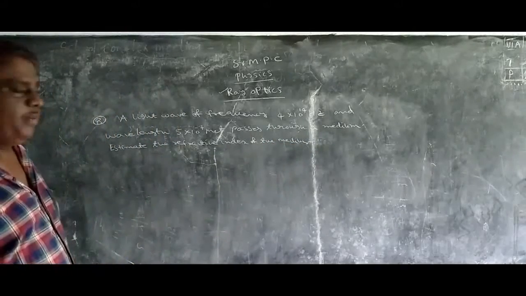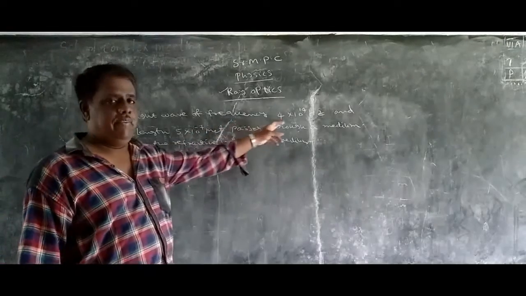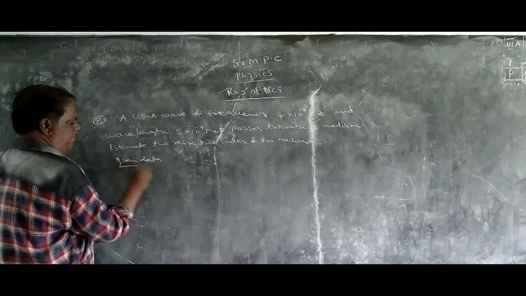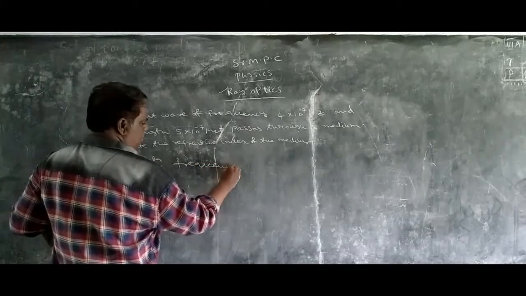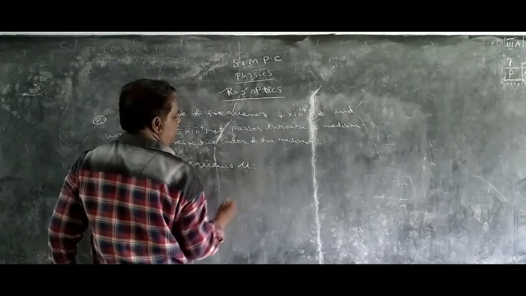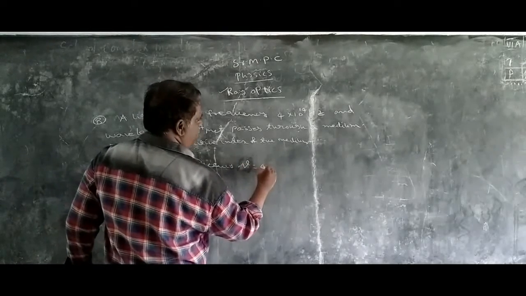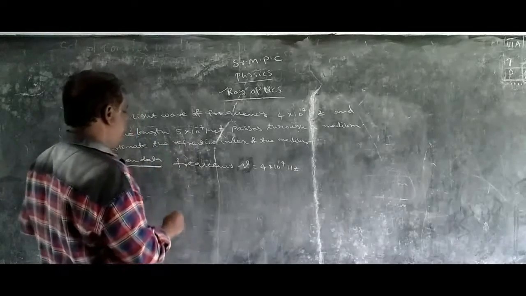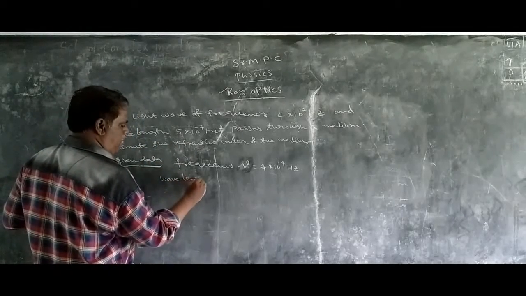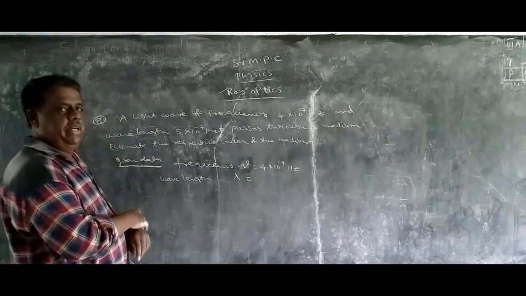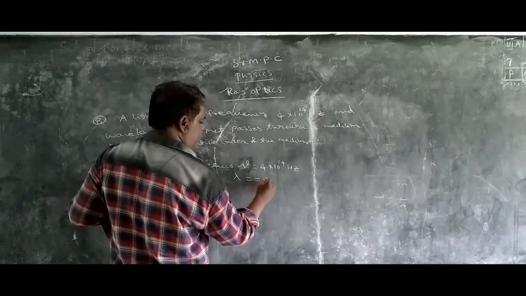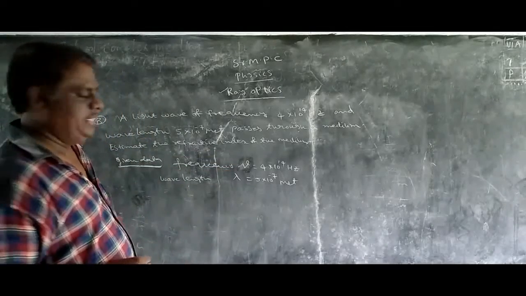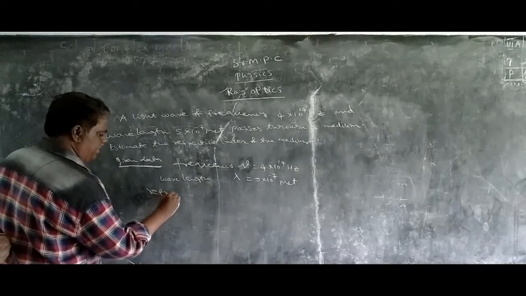So once again, read the problem. Here they are given a light wave's frequency. In the given data, frequency mu is equal to 4 into 10 power 14 Hz, and wavelength lambda, wavelength should be denoted with lambda, 5 into 10 power minus 7 meters, through a medium. Estimate the refractive index.